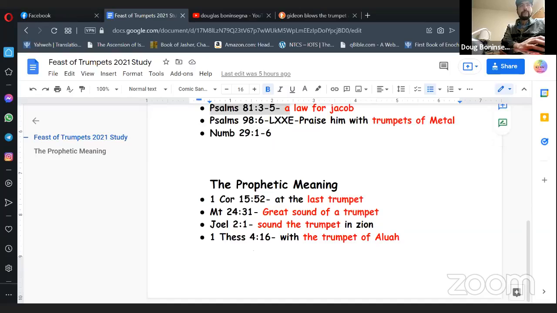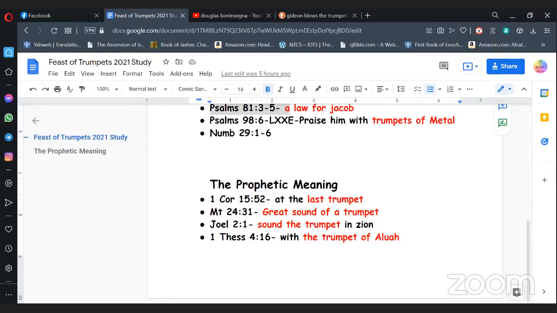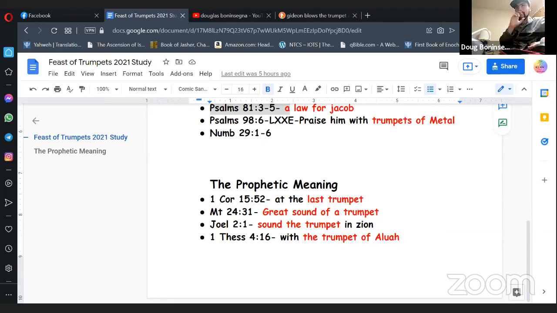Okay, so I'm going to move on here. All right, Psalms 98, verse 6. Here's another witness that Yahuwah has only commanded one instrument to be used to blow on the Feast of Trumpets, on all of your feasts, and so on and so forth. So Psalms 98, verse 6: and praise with the sound of trumpets before the King Yahuwah. So that's how the Aramaic reads.